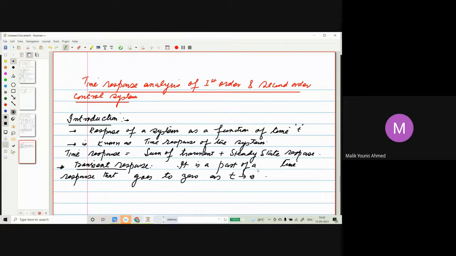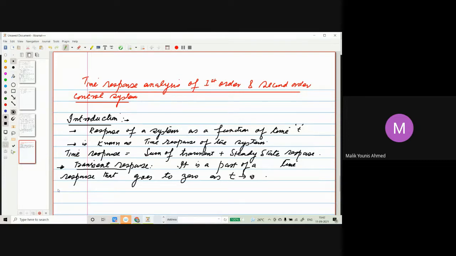What's the practical meaning of this? The practical meaning is, if you are operating any control system, then as the time progresses, this response will die out, as we have in damped and underdamped systems. So it's a part of that control system's response before reaching the steady state. As the time progresses, this part of the response will die out.